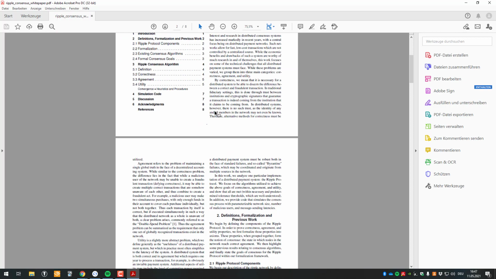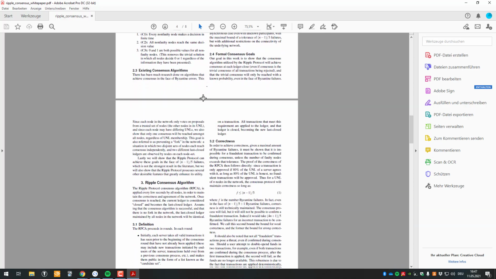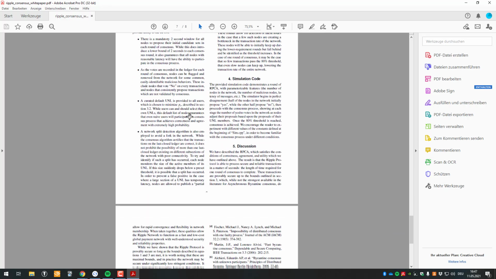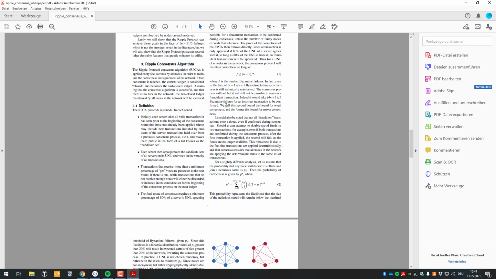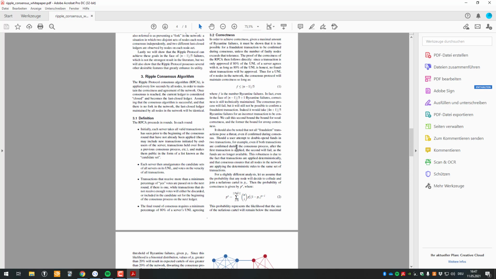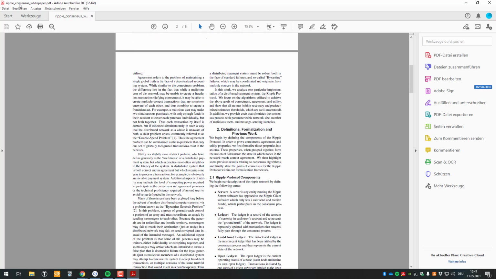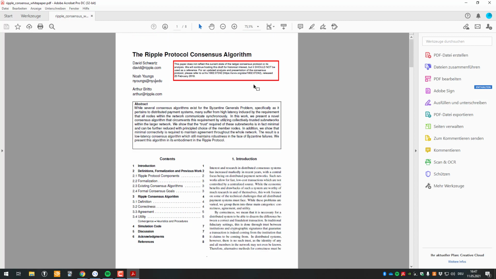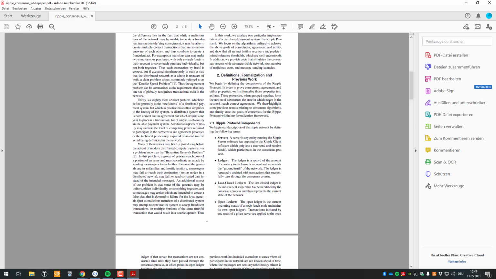There's also a white paper you can download. It's by David Schwartz, Noah Youngs, and Arthur Britto. You can look into it. I'm also not that well read in that, so I looked over it a little bit and tried to understand it. They also have a little bit of node theory and so on. For the people who are interested, just search for the Ripple Consensus white paper. You can download it, for those who are interested and want to understand.